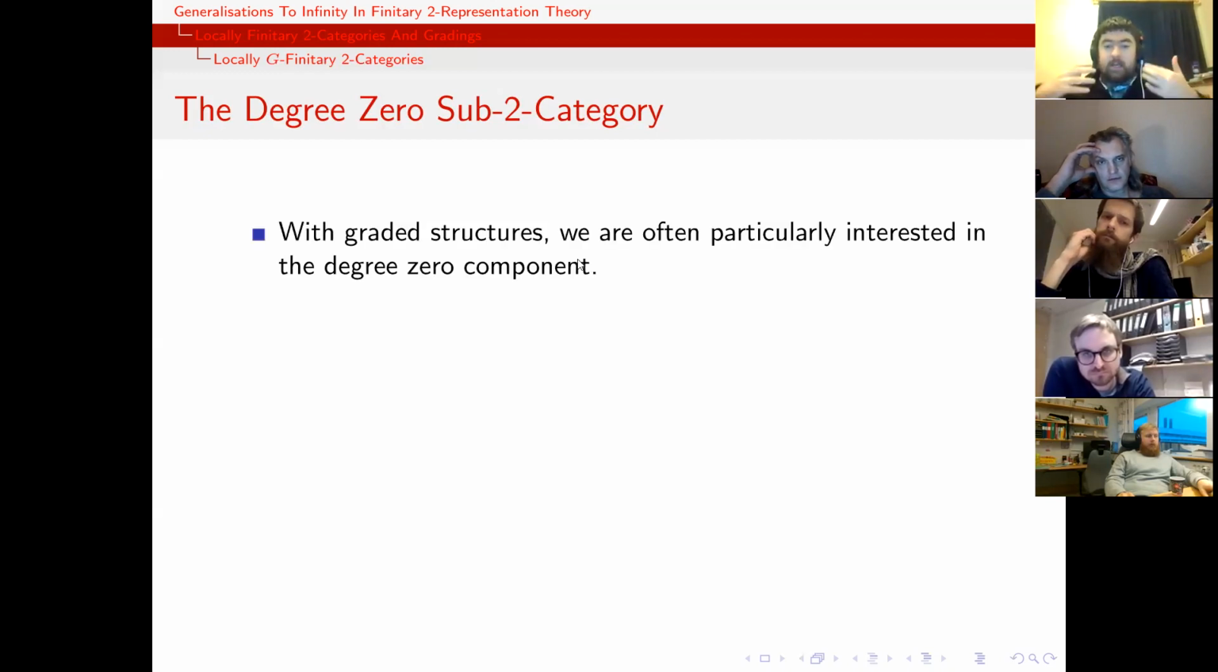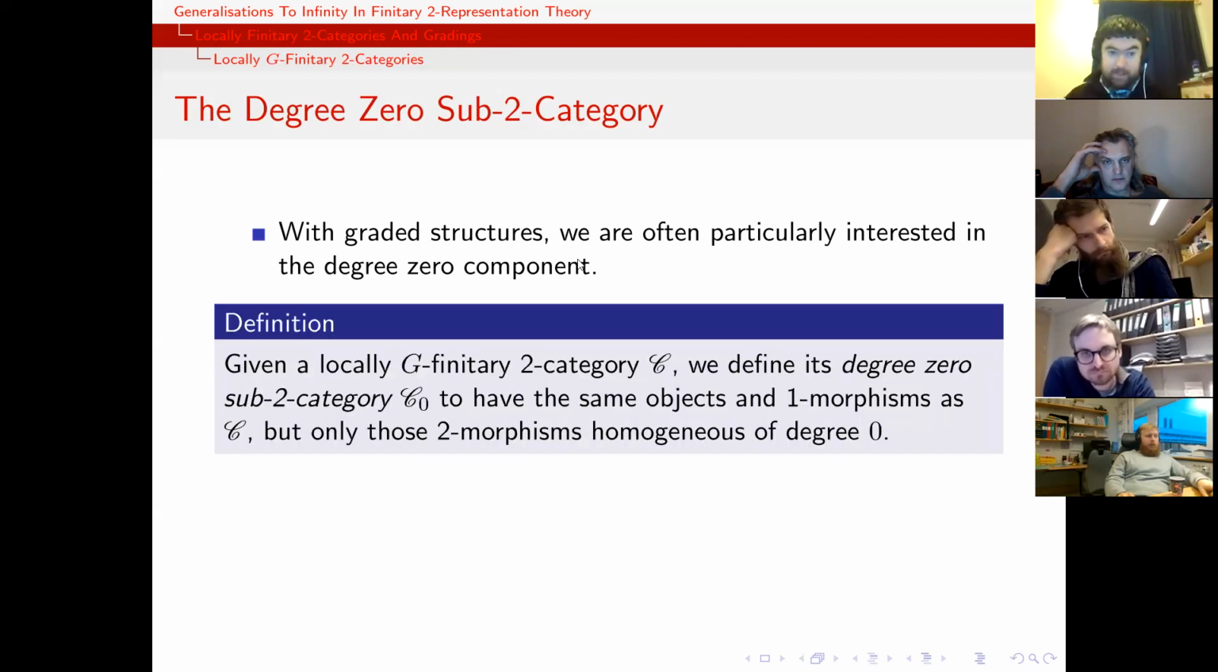So let's look at this in more detail, because when we have graded structures in general, we are often particularly interested in the degree zero component, so to speak. So given a locally G-finitary two category, which we'll call again C, we define its degree zero sub two category, C sub zero, to have the same objects and one morphisms as C, but only those two morphisms which are homogeneous of degree zero.